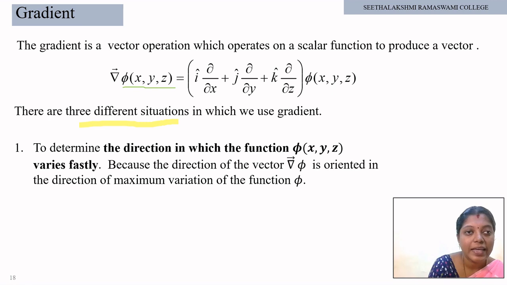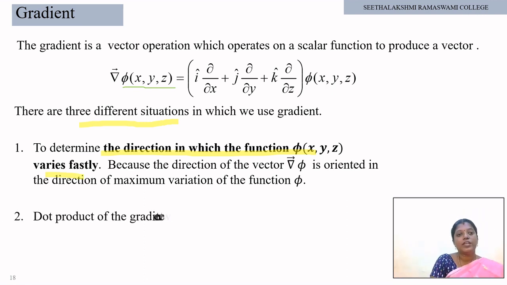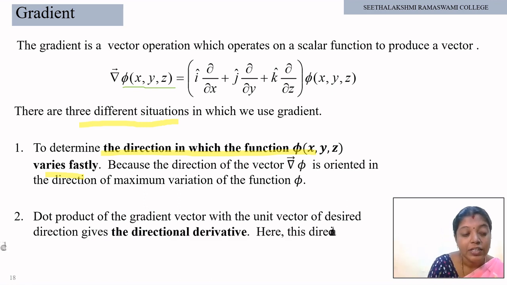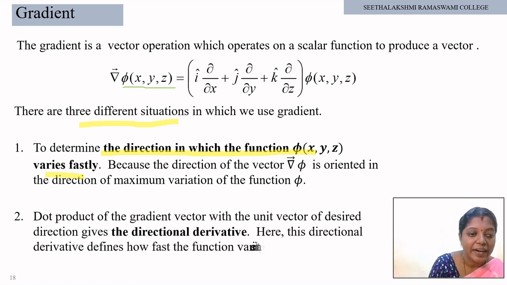So what does this gradient, the vector gradient, represent? It is the direction in which phi of x comma y is varying fast. The direction in which the scalar function varies fast is given by the gradient. So the gradient gives the direction in which phi of x comma y varies fastest. Secondly, it not only helps in finding the direction of fastest variation, but also the directional derivative.